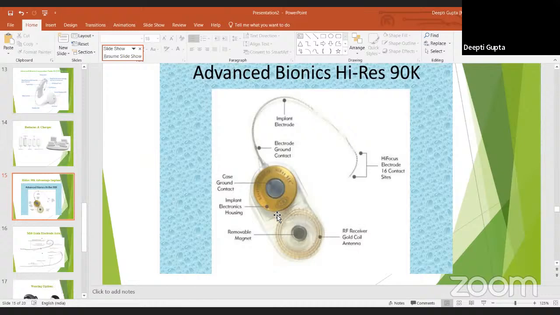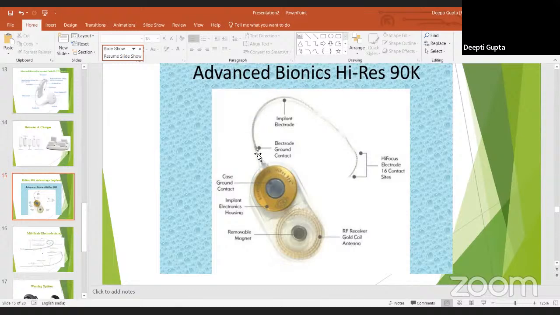So this is the RF receiver gold coil antenna, we can say, through which we are taking the signals from the outer part of the cochlear implant to the inner part. And this is the case ground contact. And this is the implant electronic housing. This is the electrode ground contact. And these are the electrodes which are inserted into the cochlea.